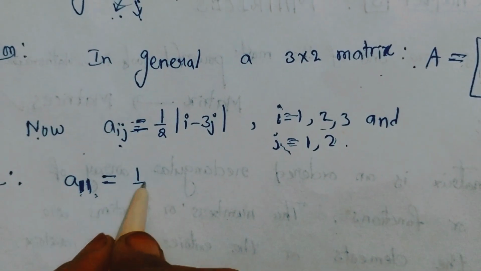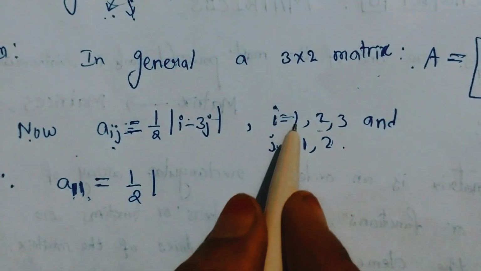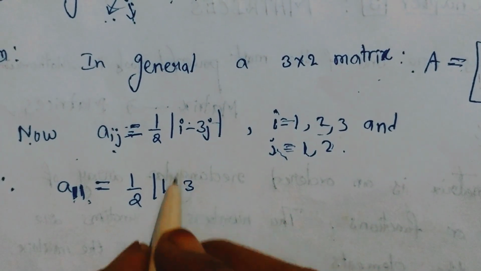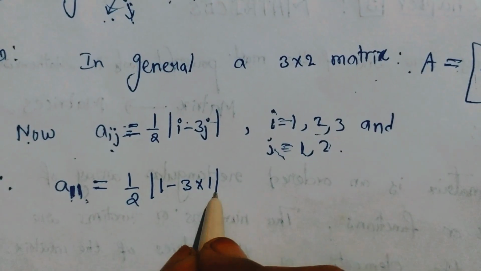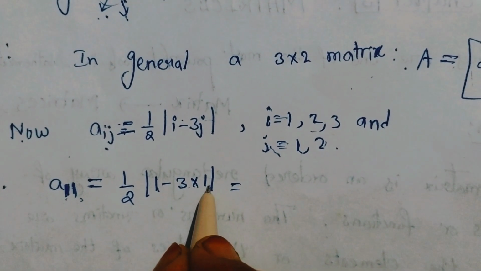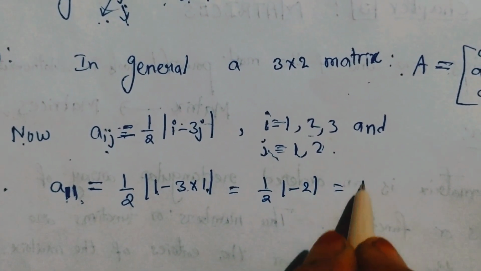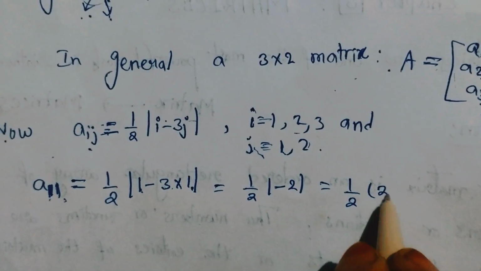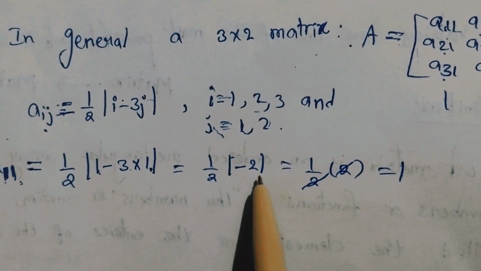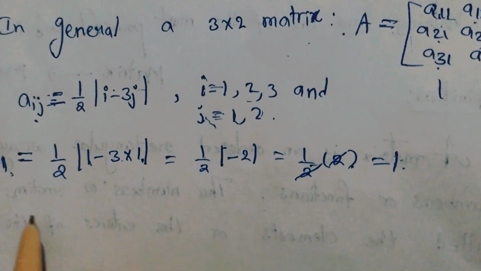A11 is equal to half mod of i minus 3j. i is 1, and j is the first column, 3 into 1. So we get 1 minus 3, and 1 minus 3 is minus 2. Okay, 1 by 2 into mod of minus 2. What is the value of mod of minus 2? It is plus 2. Then we get the value 1. The modulus value is positive whether it is minus or plus. Okay, then we get the value 1.